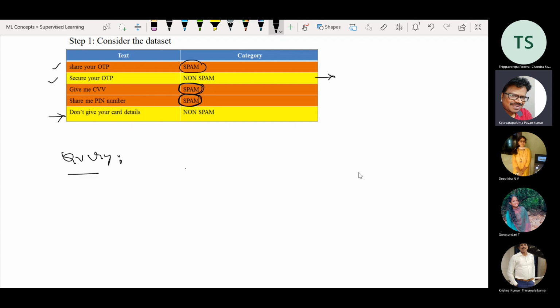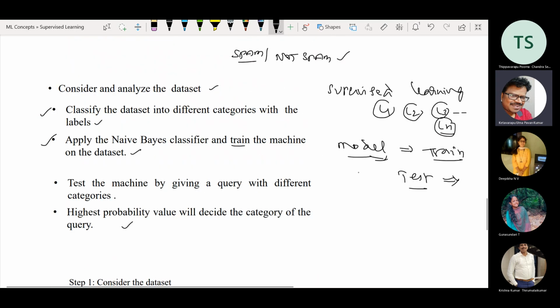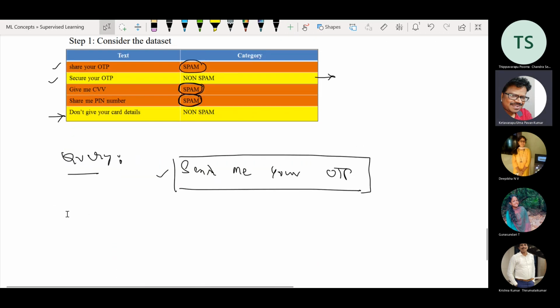My query is "send me your OTP." It may not be exactly the same words, but in reality also we may not get the exact words. I want to find out whether this particular phrase is also spam or not. Now observe the second point here: consider and analyze the data set. Just have a look at this.